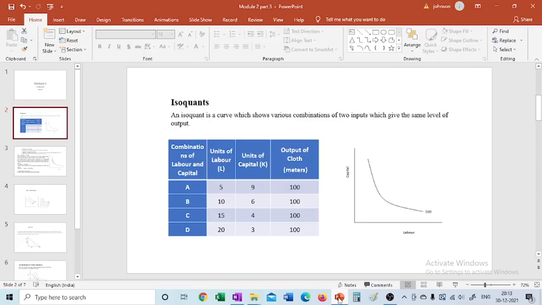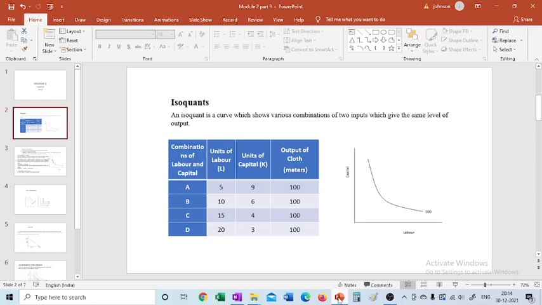Iso means equal, and quant means quantity of output. So in short, isoquant means equal product or equal quantity of output. So it is also called iso product curves or equal product curves, because if you take any combination or any point on the isoquant, we will get the same level of output.